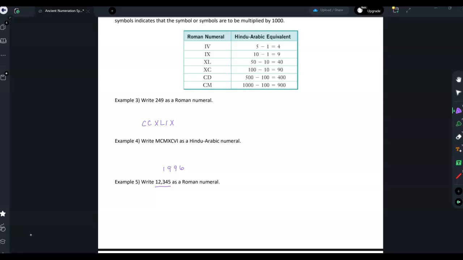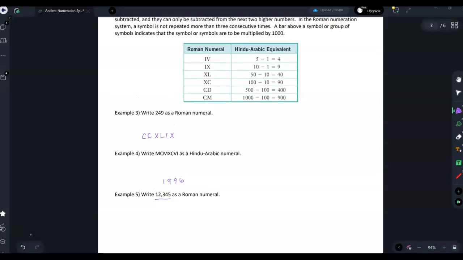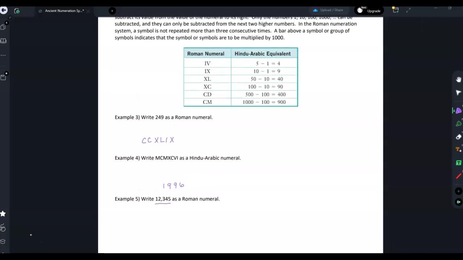And every bar that you put over it means that you're going to multiply it by 1,000, right? And that's listed here. It says a bar above a symbol or group of symbols indicates that the symbol or symbols are to be multiplied by 1,000. So that means if it was going to get even bigger and you're going to multiply it by 1,000 again, then you would put 2 bars over it, right? So the number 12, that is 10 plus 2, and then I'm just going to put a bar over that to indicate that that is times 1,000. So 12 times 1,000 is 12,000.